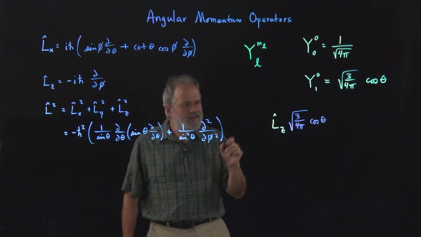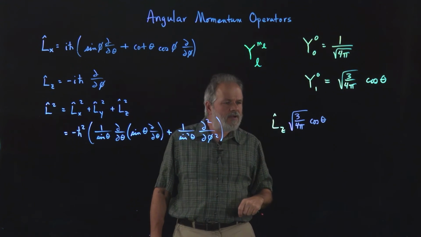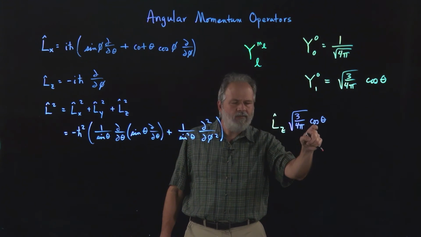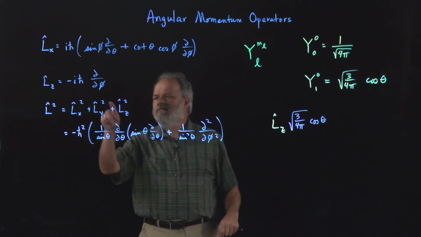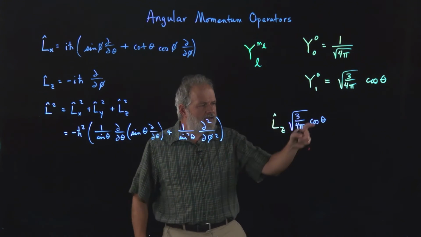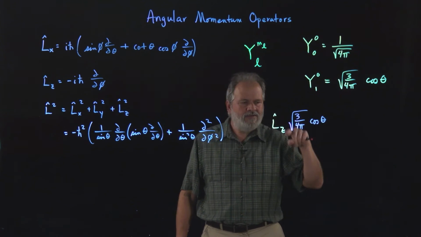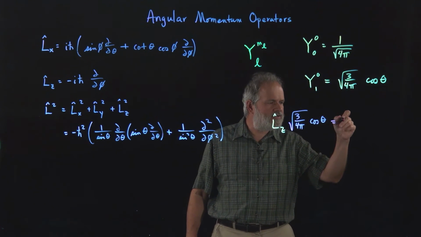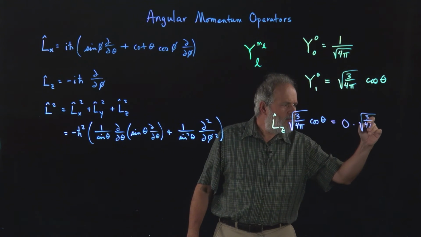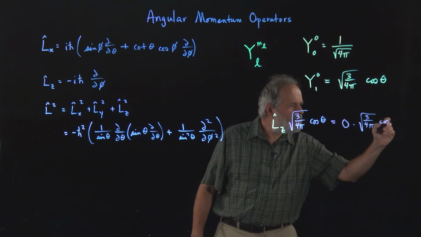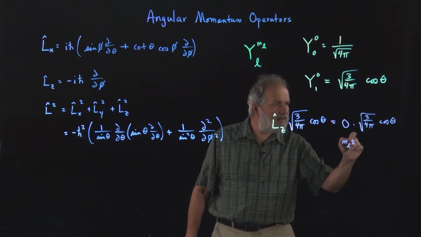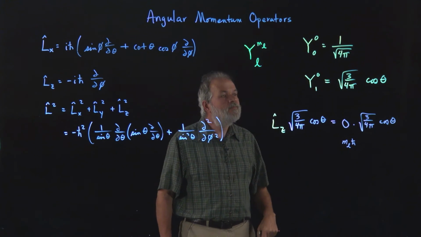So let's go ahead and apply the Lz operator to Y1,0. And so the Lz operator is going to be working on the theta function. Okay, well, Lz is just the phi derivative, and so the phi derivative of a function that has no dependence on phi, that again is just 0. And so, again, not very interesting. So this is m sub l, h bar, and m sub l is 0. Well, we can see that.